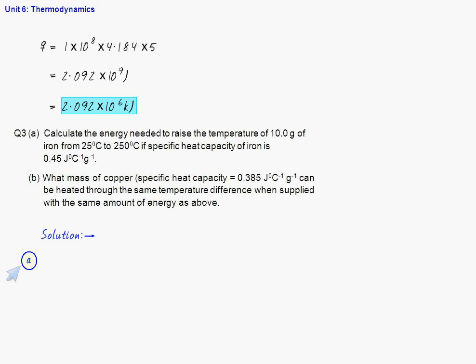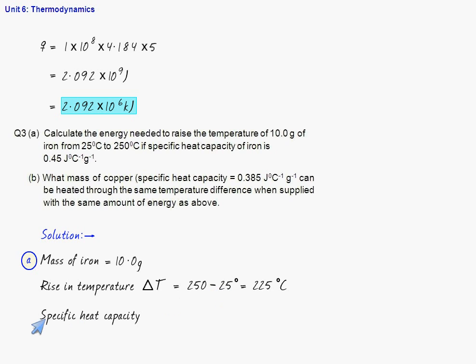Mass of iron is equal to 10 gram. Rise in temperature delta T is equal to 250 minus 25, that is 225 degrees Celsius. The specific heat capacity of iron is equal to 0.45 joule per degree Celsius per gram. So Q, the energy needed, is equal to M into Cs into delta T. So this is going to be 10.0 gram into 0.45 into 225 degrees Celsius, and this is going to be 1012.5 joule, and in kilojoule it is 1.012 kilojoule. Okay, this is the answer.